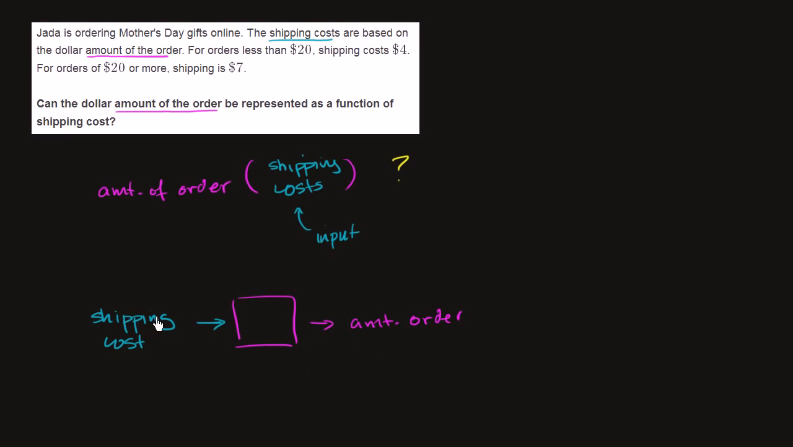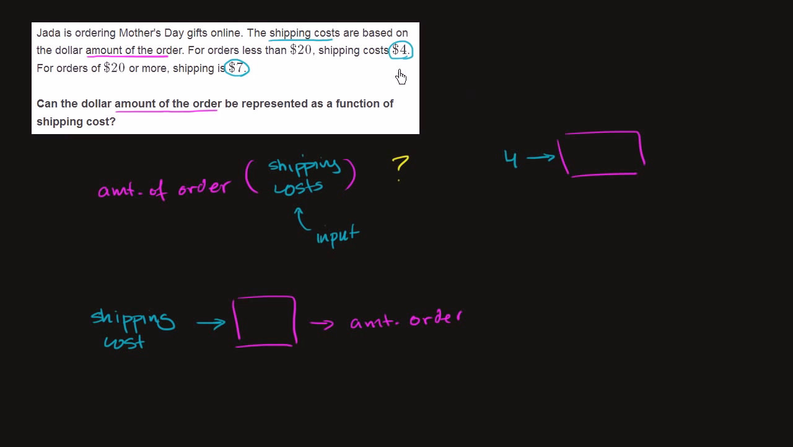So let's think about it. What are the possible inputs here? Well, there's only two possible shipping costs. Shipping costs are either going to be $4 or they're going to be $7. So let's think about what happens when we input $4 as a shipping cost, into our little potential function box. What is the output? What is going to be the amount of the order?